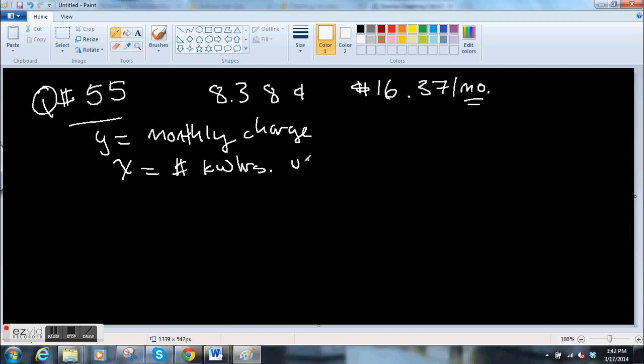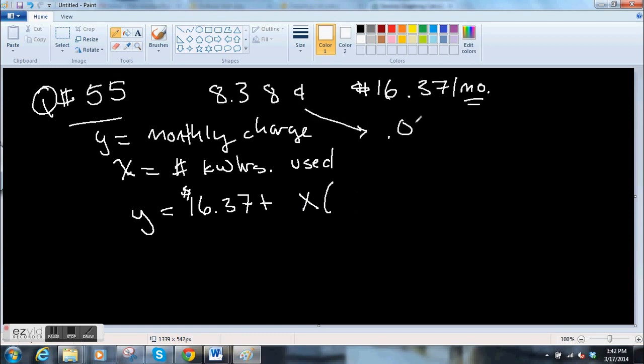So the way the electric company is calculating your bill, y is, we're going to have this base charge of $16.37. They're going to charge you in dollars. Plus, they're going to go out and measure how much energy you used. So x times, and they're going to multiply that by this rate, which is 8.38 cents, but we have to change it to dollars, so it's $0.0838. Everything has to be in terms of dollars because you're being charged by dollars.